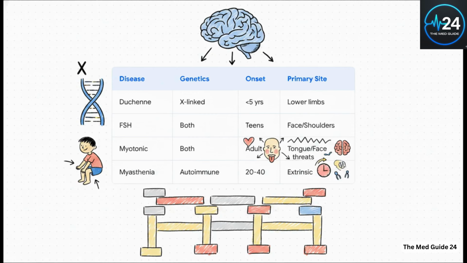You absolutely need to be able to instantly distinguish Duchenne muscular dystrophy, which has sex-linked genetics and onset under 5 years old and starts in the lower limbs, from something like myotonic dystrophy. With myotonic, notice it hits in adult life, starts with tongue and facial weakness, and brings massive systemic threats. Then you've got myasthenia gravis, which we covered earlier, known for its relapsing and remitting nature, typically in 20 to 40-year-olds. Use this matrix as your primary mental scaffolding.